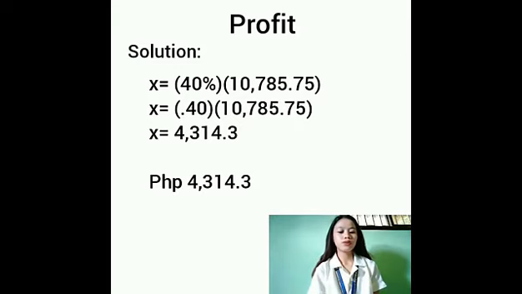X is equal to 40% times 10,785.75. So let's just transform a percent to decimal. So 40% will become 0.40. 0.40 times 10,785.75 is equal to 4,314.3. And that will become the profit.